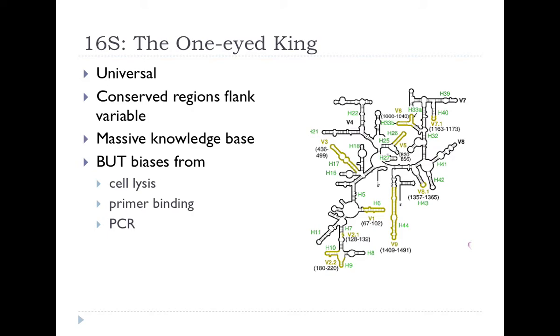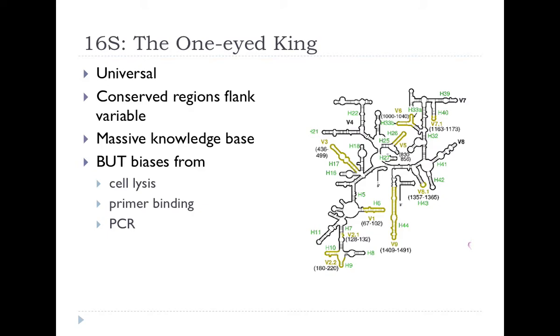There are problems in that not all cells lyse equally well. So if you've got a population of cells and you try and extract DNA, some of those cells will lyse easily. E. coli falls apart quite easily. But say Mycobacterium tuberculosis, you have to work really hard to get any DNA out of it. And so that creates a bias there.